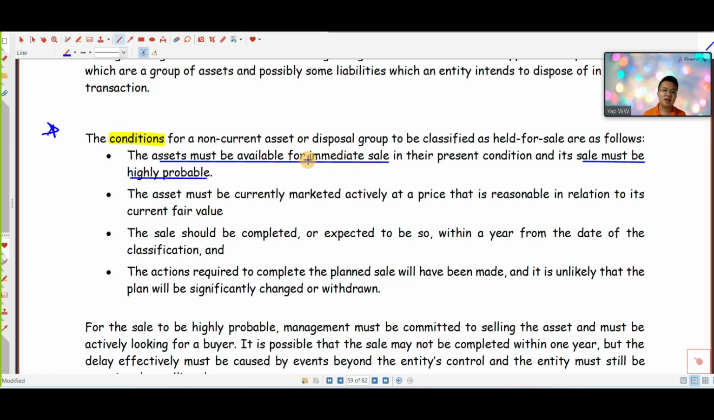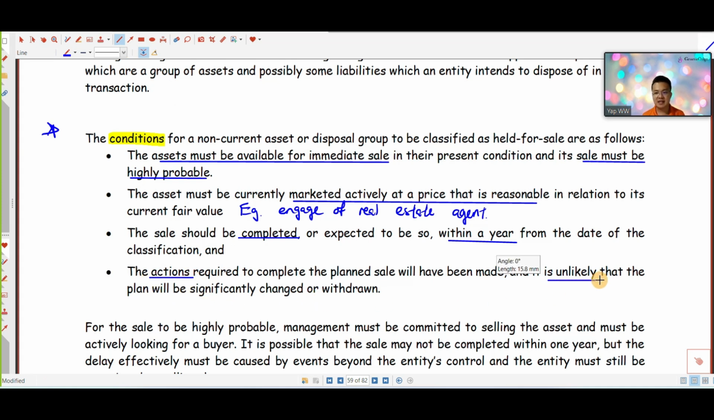The asset must be currently actively marketed at a price that is reasonable, for example, engaging a real estate agent. And the sale is expected to be completed within 12 months, a 1-year period. It will happen, and these actions are unlikely to be changed or withdrawn. Management won't change their decision. So all these conditions must be fulfilled.